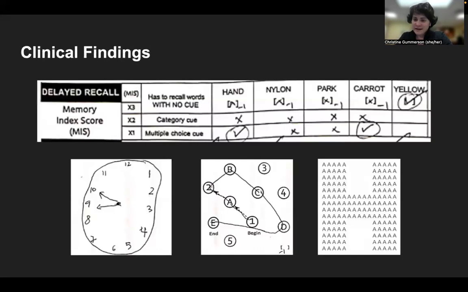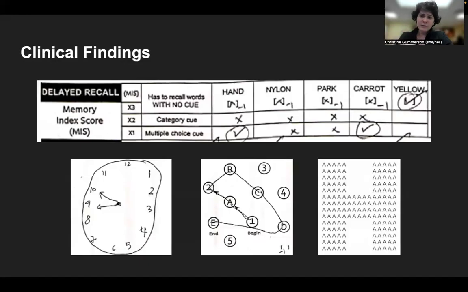Yes, exactly, Juliana. So we do a little bit more testing in the office to dig a little bit deeper. And I'll show you, these are just a snippet of some of the things we might do. On the top row, in this case, we gave her 5 words to remember. And several minutes later in the test, we asked her, can you tell me what any of those words were?